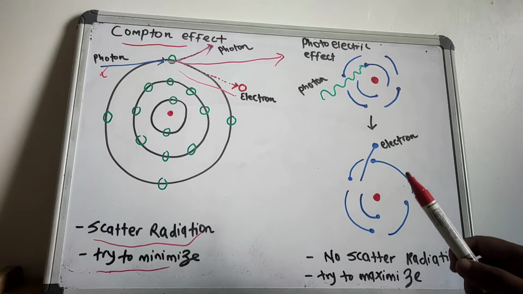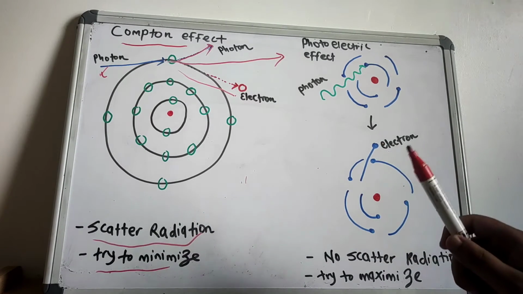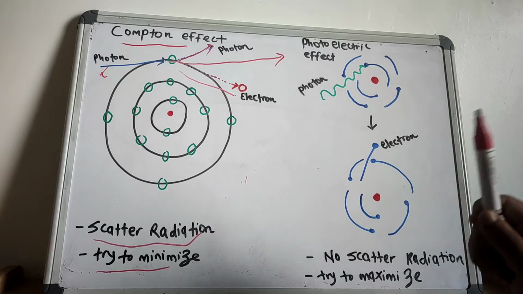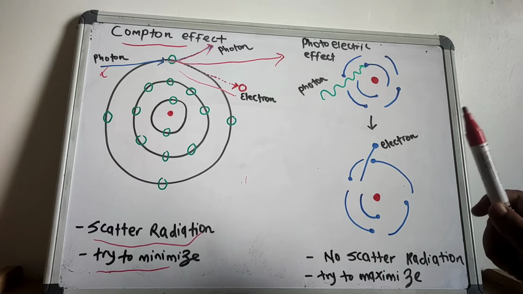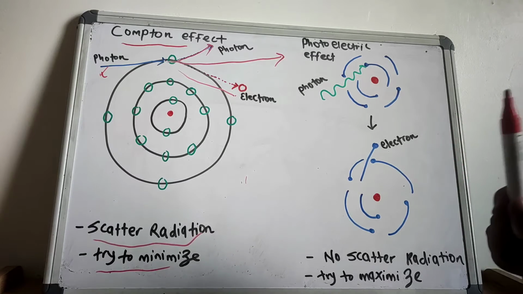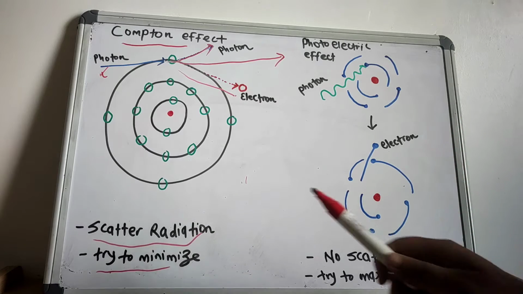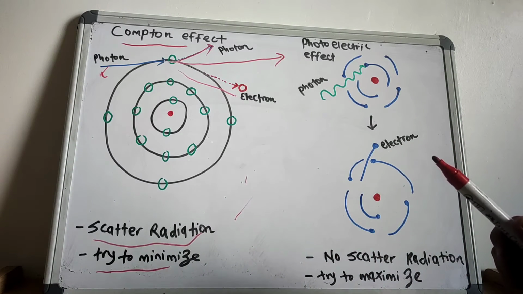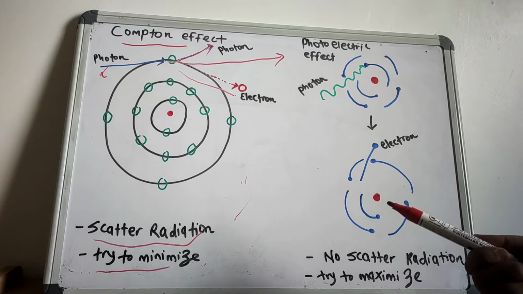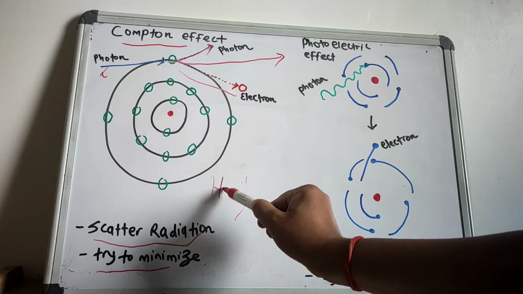It is the most common interaction of the X-rays with the matter. It is a mid-energy phenomenon. The most important outcome in the Compton effect is the scattered radiation. It causes image distortion, blurring, and decreased diagnostic quality of the radiographic image. So we try to minimize the Compton effect. How do we minimize the Compton effect? We use high energy X-rays.